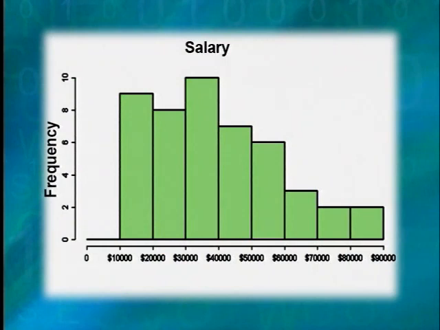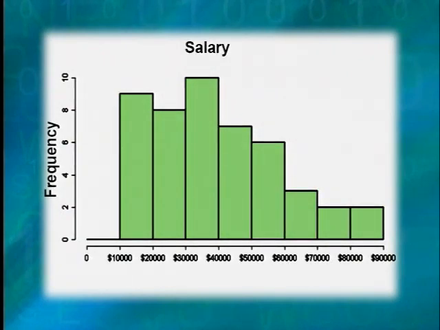And you can see that the heights of each of these bars indicate how many of the people make a salary between, in this case, $60,000 and $70,000. And so this is 2 people make that salary, or 3. And so on. So this is a histogram of the salary data.